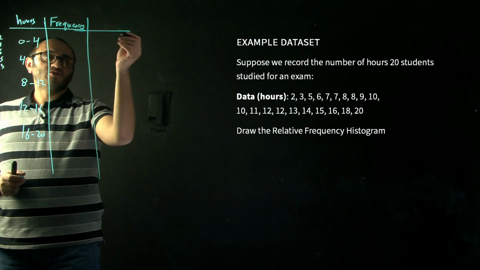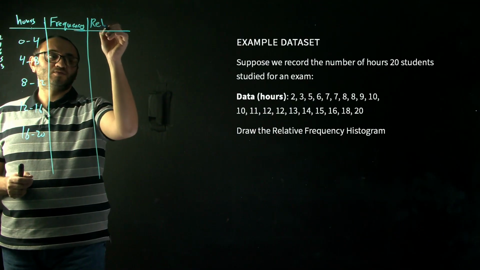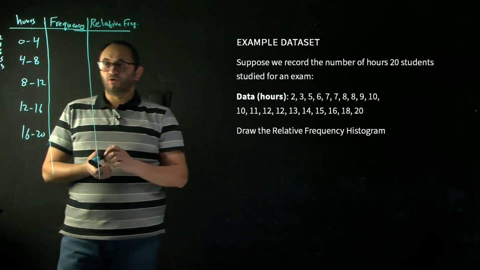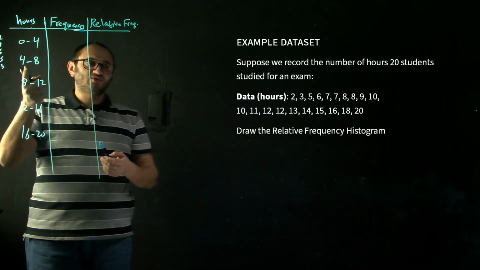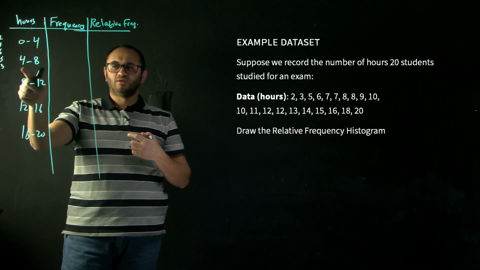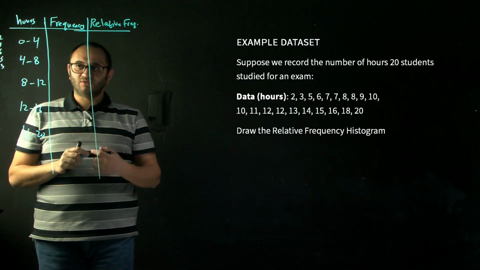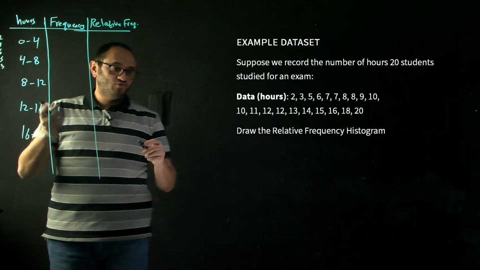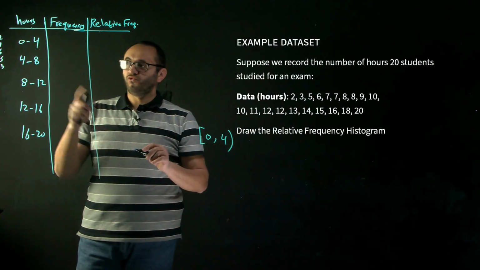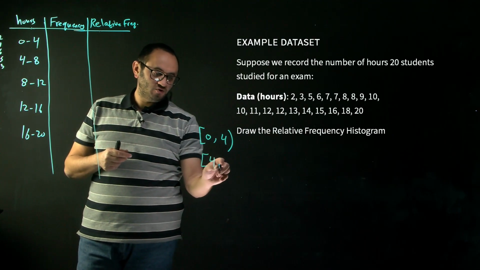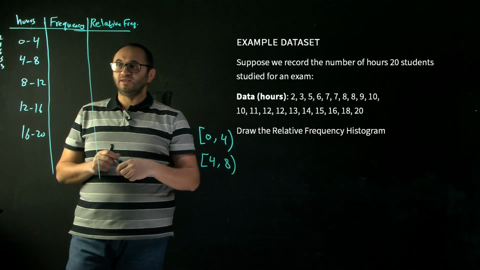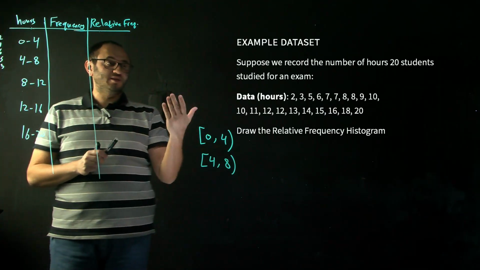And then the next column, it's relative frequency. Now 0 to 4, and the next is 4 to 8. Now 0 to 4, is 4 included here or here? The most common convention is that 0 to 4 means 0 closed, 4 open, and 4 to 8 means from 4 closed to 8 open. So if we follow this technique, 0 to 4 means 4 is not included here.